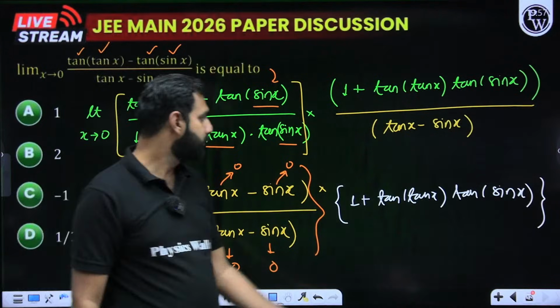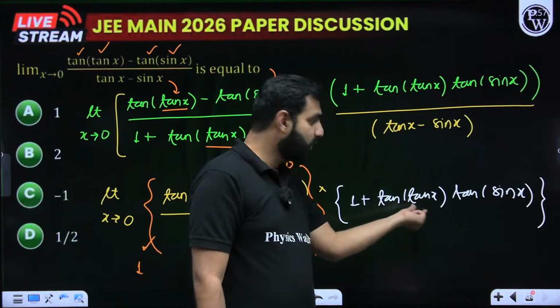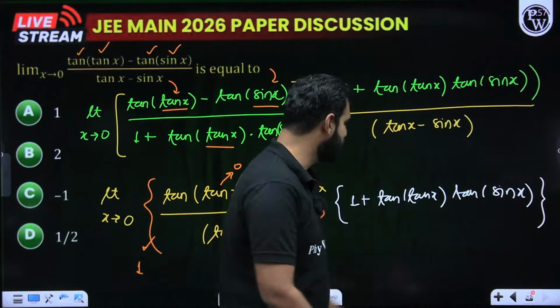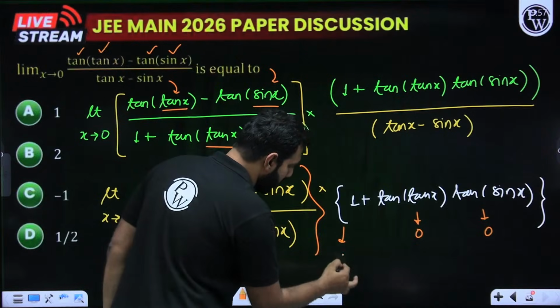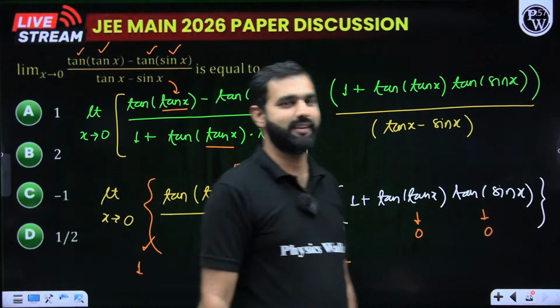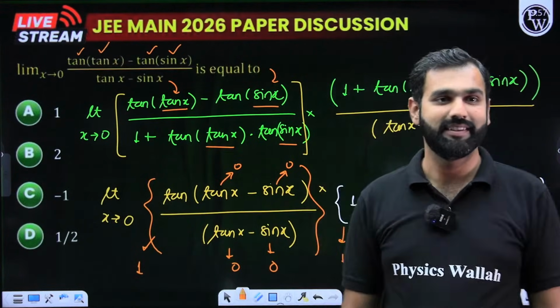Do you remember that? tan 0 is 0. sin 0 is 0. tan 0 is 0. So 0 times 0 plus 1, so this also gives you 1. And 1 into 1 should give you the answer as 1. Yes, yes, yes. Easy, right?